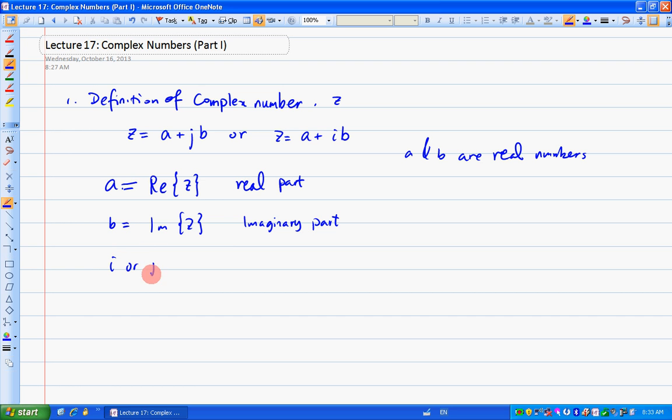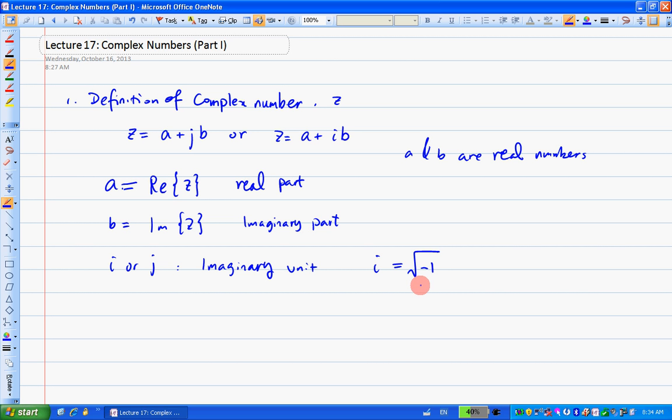This I or J, this is the so-called imaginary unit. So if you have a complex number, you can see the J or I. In Mathematica, you can just type A plus J. You don't need to type whatever it is. Just type J and then another real number, and it gives you a complex number. So this I or J, I'll just write I here. Mathematically it equals the square root of negative 1. That's what this imaginary unit is.